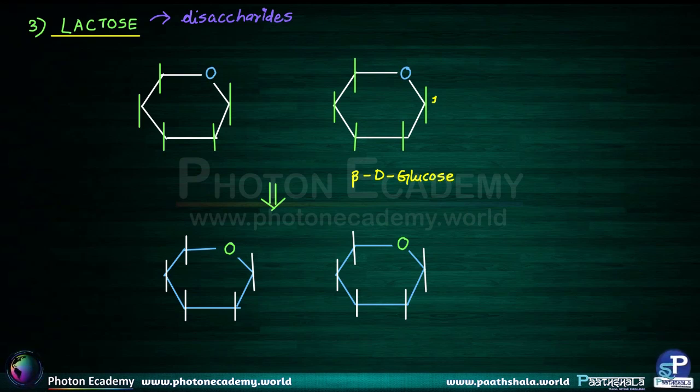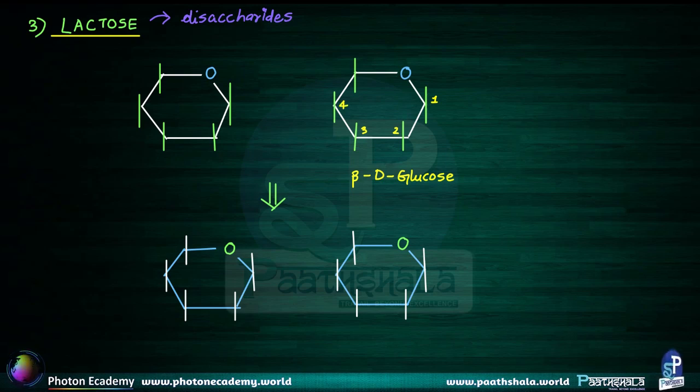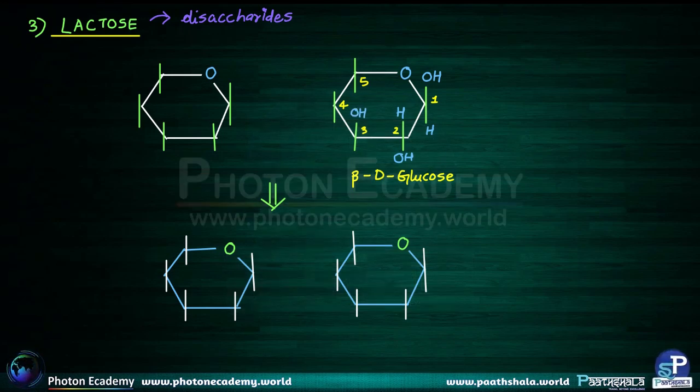If we start from this, the first, second, third, fourth, and fifth carbon, and we proceed in this manner, we have OH being trans to each other on the first and the second carbon, and the rest of the structure looks the same as the alpha D glucose. So OH, H, then we have H, OH, and then we have CH2OH and H. So this is the beta D glucose.